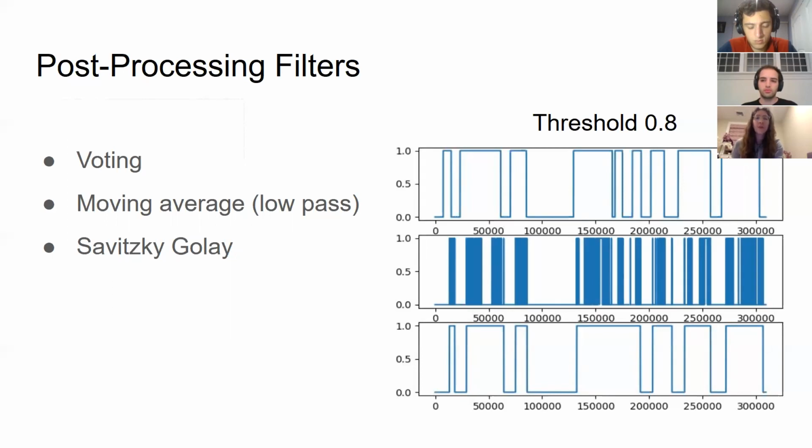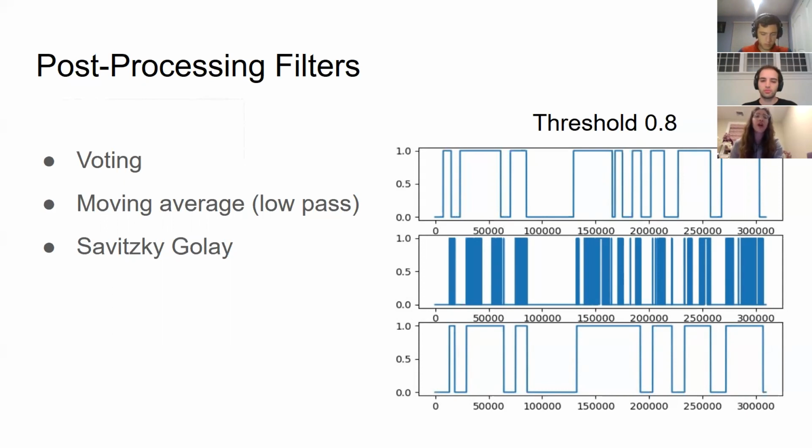So the first filtering method that we tried is voting, where you just, for a particular sample, look before and after, see how many seizures before and after, and then determine whether this particular sample should be converted into a seizure. We also tried a moving average, which is a low-pass filter, and surprisingly, this did not work well.